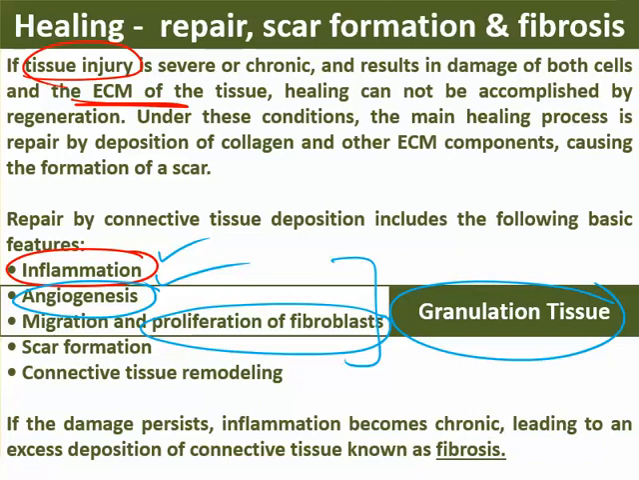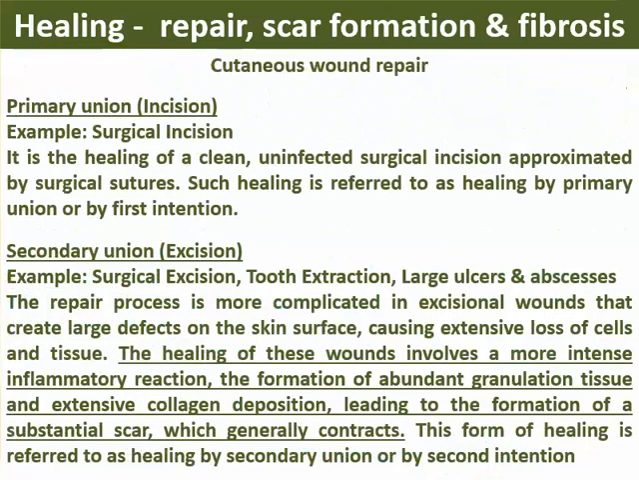See, if there is chronic inflammation, they produce more fibrosis. That you all know, right? Chronic inflammation results in fibrosis. Okay. Now we are going to discuss two types of wound healing. Very, very important. I will make it very easy.